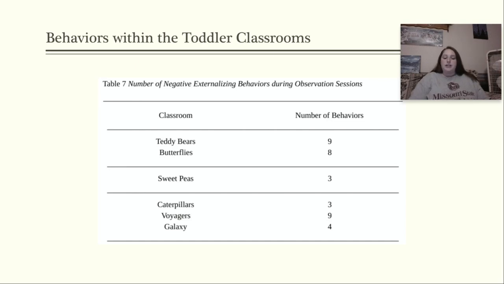The chart shows a significant difference in what is happening across toddler classrooms and high-quality child care centers. There were 3 classrooms that showed very little behaviors from the students and 3 classrooms that showed many behaviors from their students over the course of 2 days of observations.